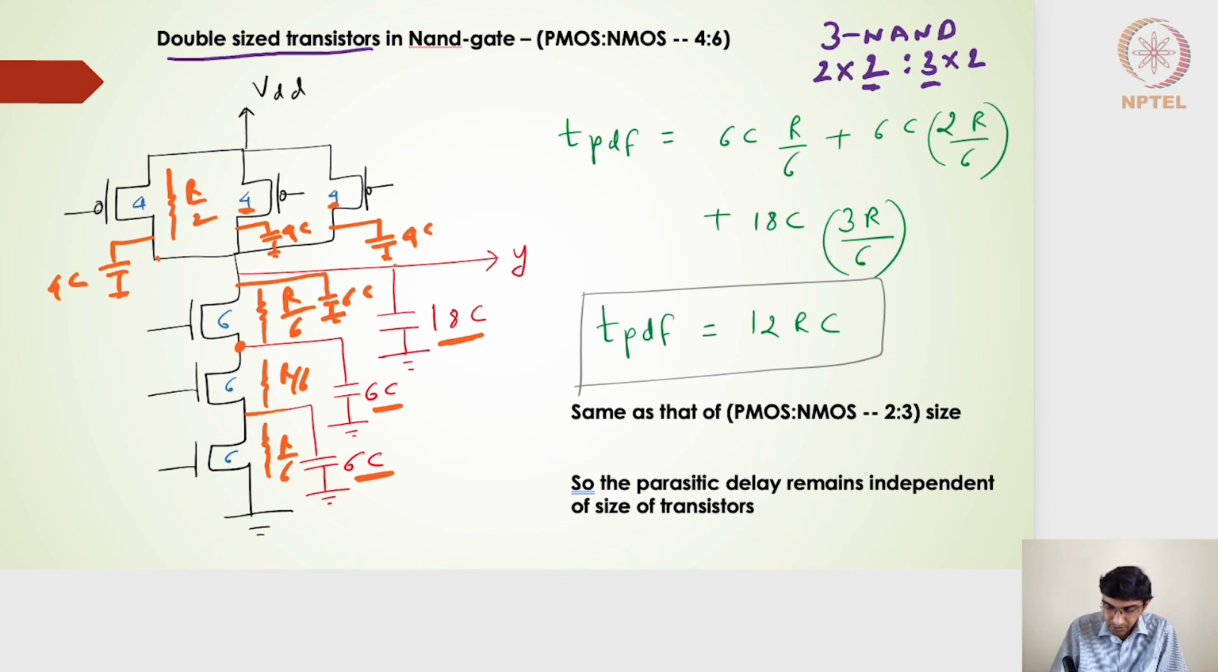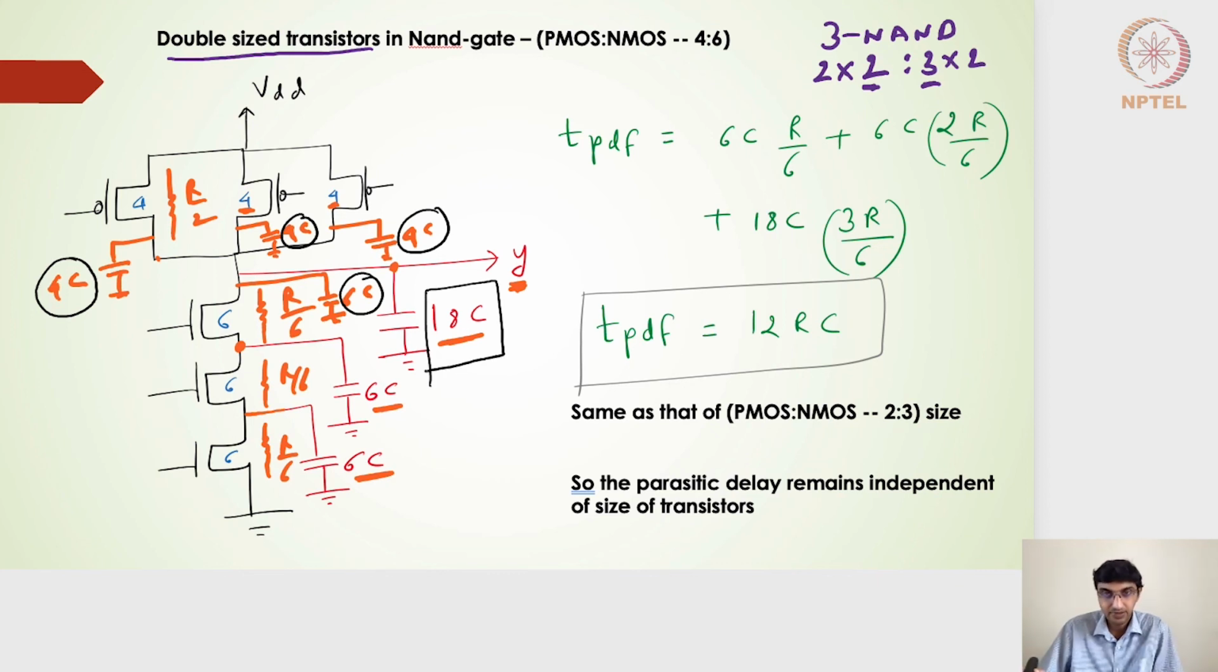So my overall load capacitance seen at the output side for a single stage 3-input NAND gate will be this particular 6C, plus 4C plus 4C plus 4C. So it turns out to be 18C instead of the 9C capacitance we had when we were using the 2:3 3-input NAND gates. Now it is 18C. So what we have deduced is that if I increase the size of the transistors, the parasitic capacitance is going to scale up.